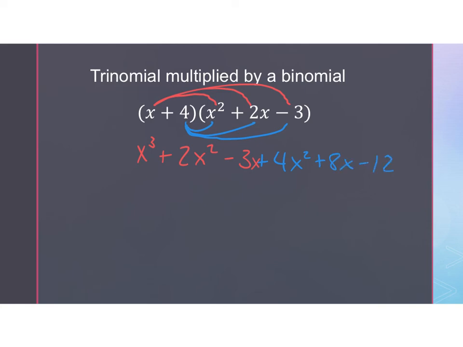Now we can combine our like terms. So I have x cubed. Then I have these squared terms, so that would give me 6x squared. So now we have our negative 3x plus 8x, which would give me positive 5x. And then I have that minus 12 with nothing to combine with, so it's just minus 12.